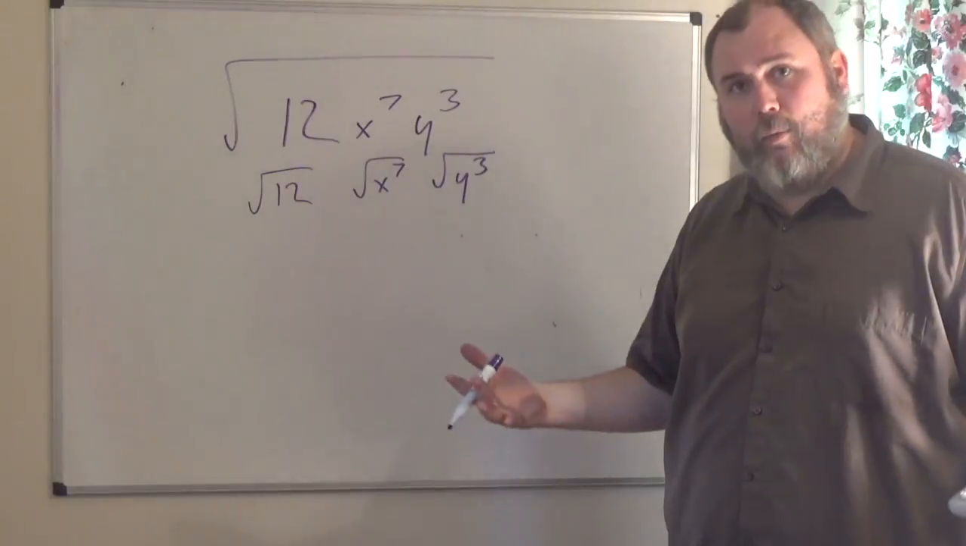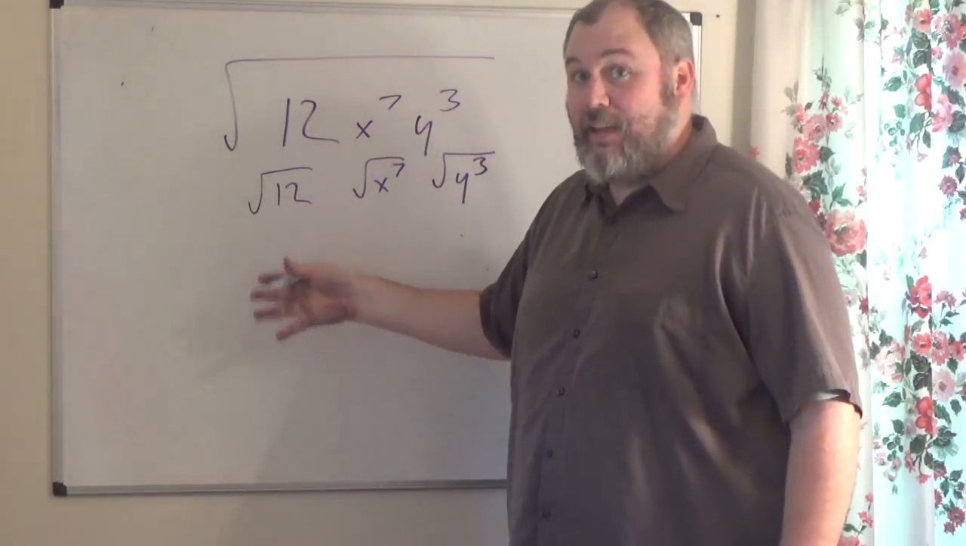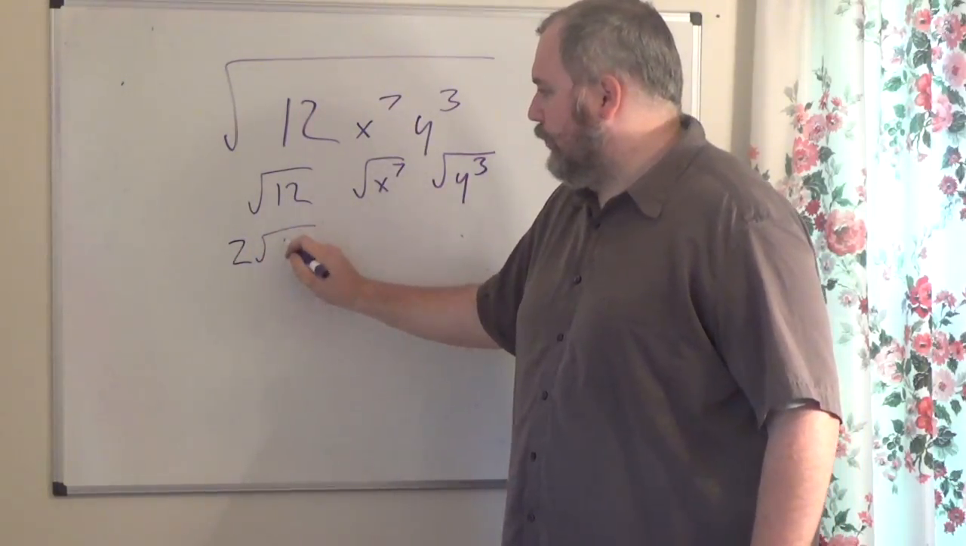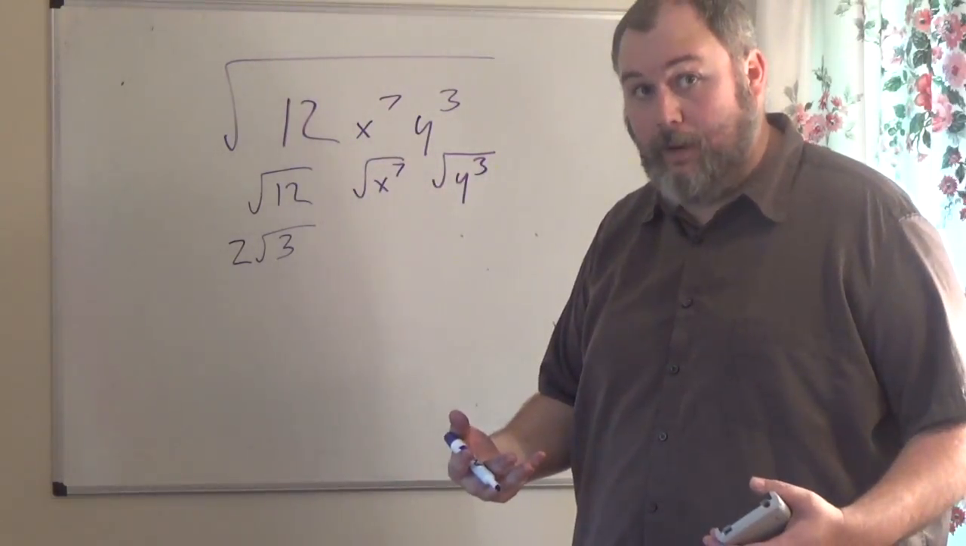I've just broke it down. We've kind of done this before with other factoring. We know we can break this down even farther, and we can say that this is 2 times the square root of 3. How did I get that? I factored out a 4, remember?